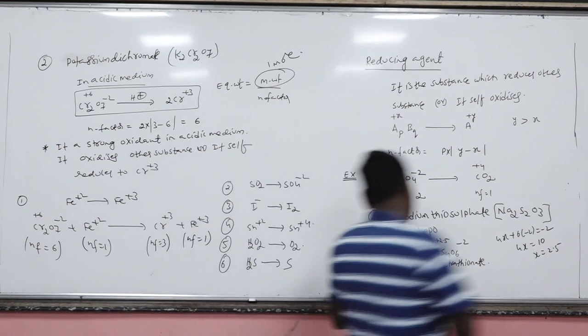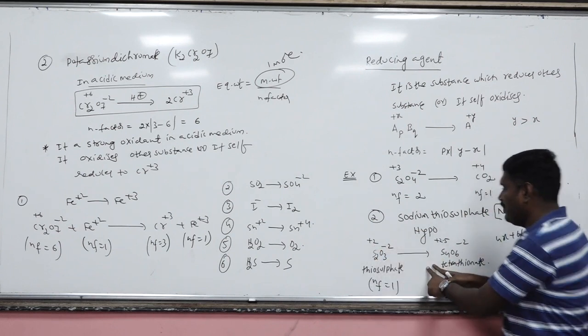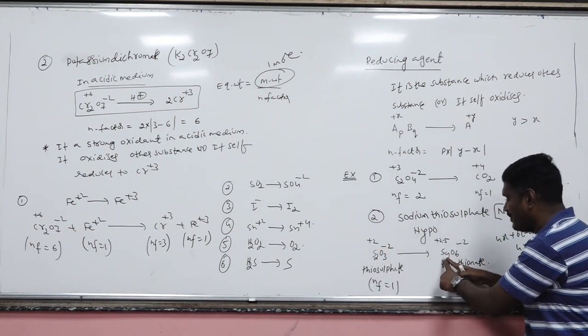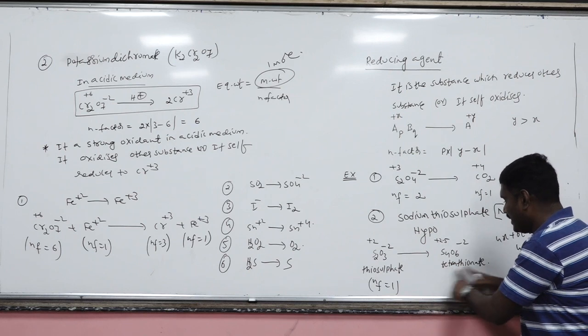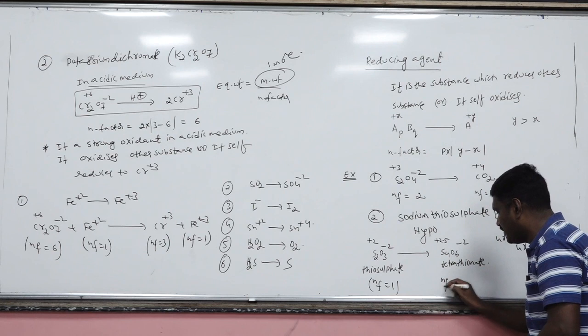Now come to here. 2.5 changes to 2. Change will be 0.5 per sulfur atom. But per mole of tetrathionate, there are 4 sulfur atoms. So 0.5 into 4, that will be 2.